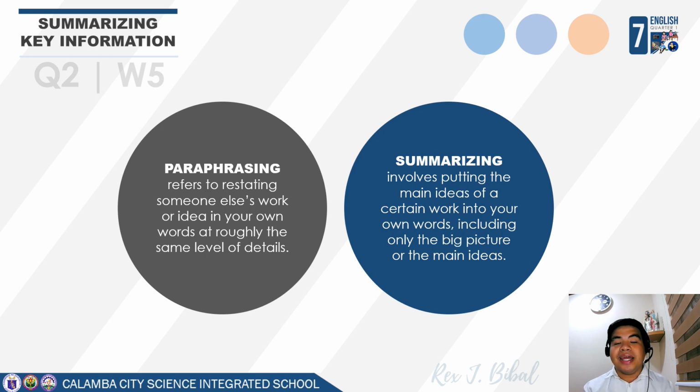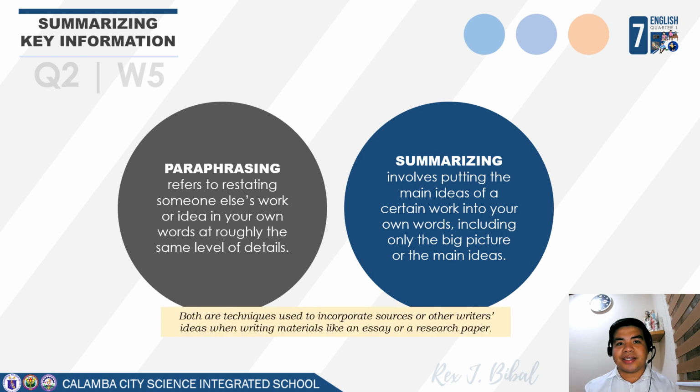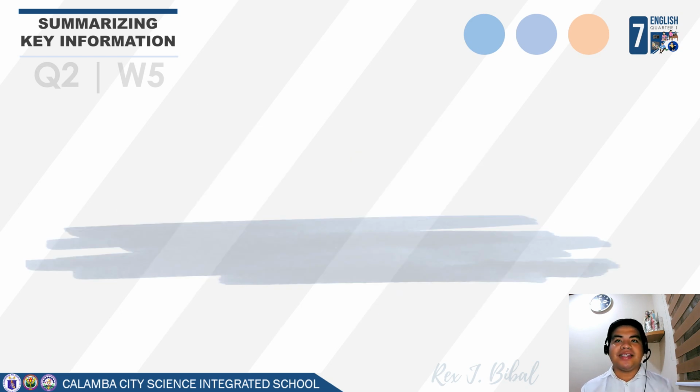So, it's very clear that in paraphrasing, you might include the minor details as well. While in summarizing, all you have to do is to focus on the big picture or on the central ideas of the original text. But their similarity lies on the fact that both are techniques used to incorporate other writers' ideas when writing materials like an essay or research paper. When summarizing, it is important that one knows how to recognize the main ideas, the key information, and the supporting details in a given text.